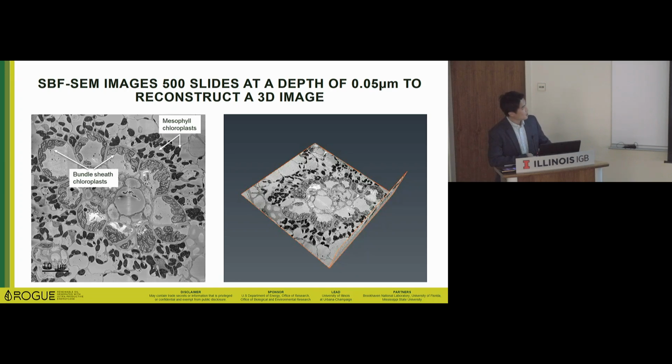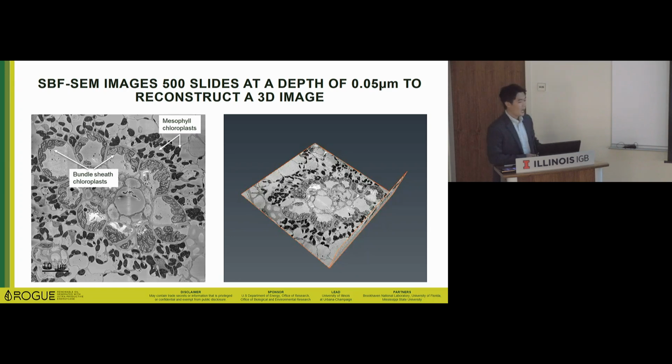So I will show one of our images. This is one of the images I got from the SBF-SEM. In this experiment, we captured 500 slices at 0.05 micrometer depth. As you can see, I was very satisfied with this result because I can clearly see two different chloroplasts. Even in the bundle sheath cell, if you magnify this image, you can see the starch and the grana, and overall the anatomical features.